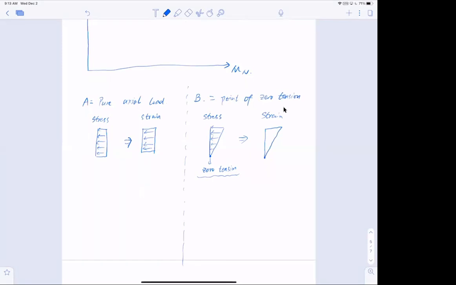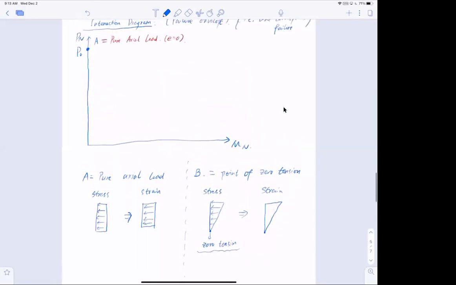Okay, so I know since it is going to be zero tension, and at this point I have combined axial force and moment, so at failure I cannot have as high a compression as in the pure compression case. So I'm just going to slow down on this diagram and put point B here. Okay, and I call this again, let me use a different color, point of zero tension.